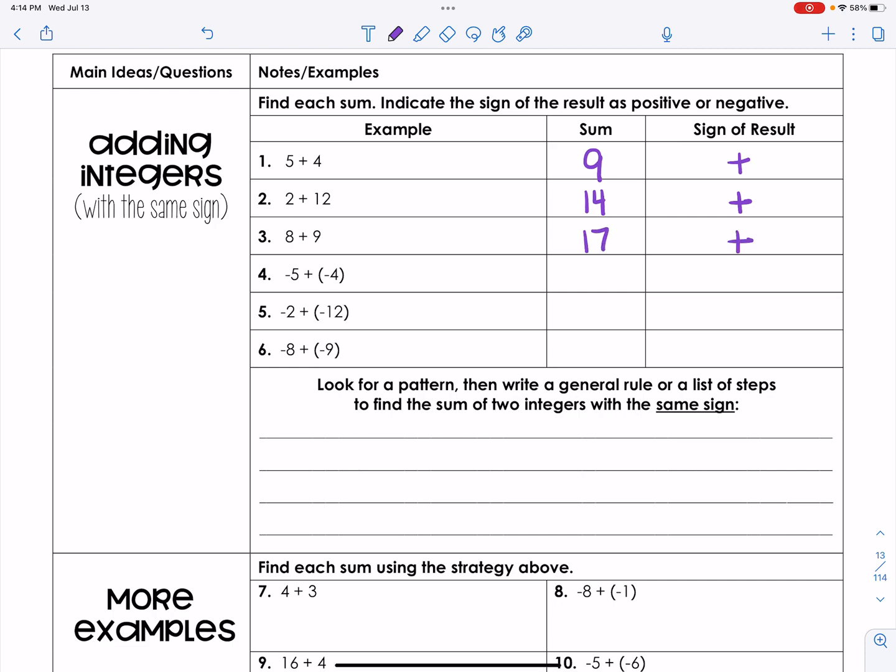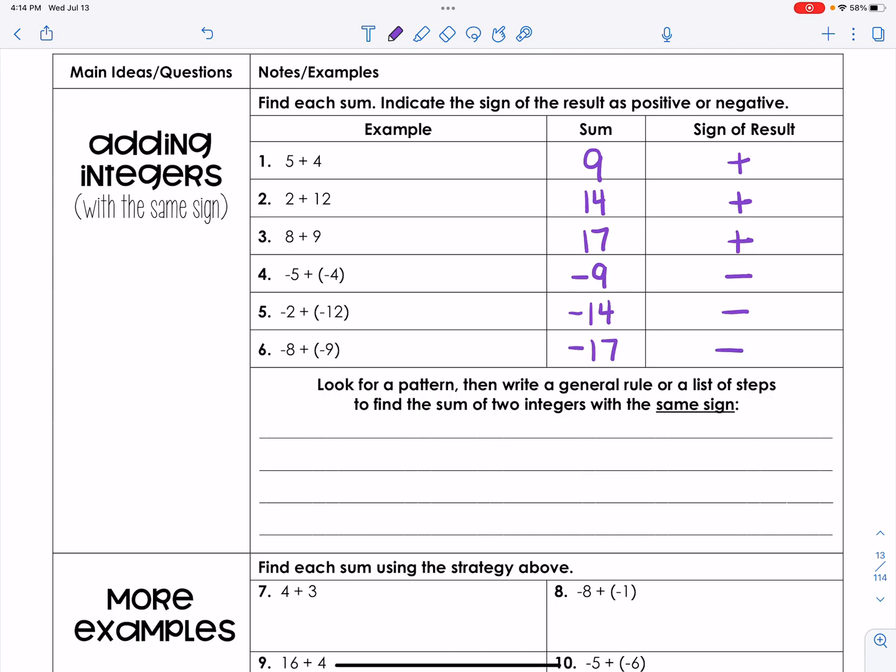On this one, you have all reds. It's all negative numbers. So you have 5 negatives and 4 negatives, so your answer is going to be a -9. And your next one, they're the same sign, so you're going to get -14. And then finally, -17.